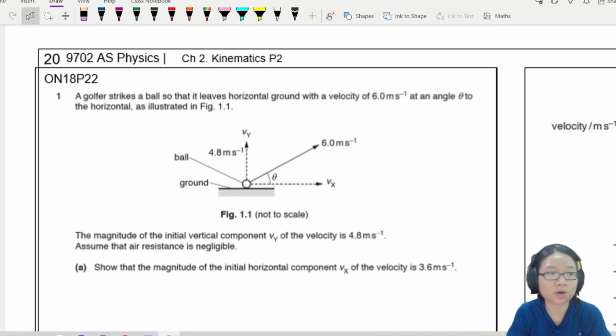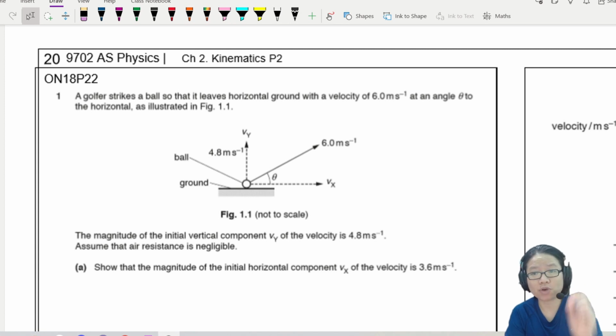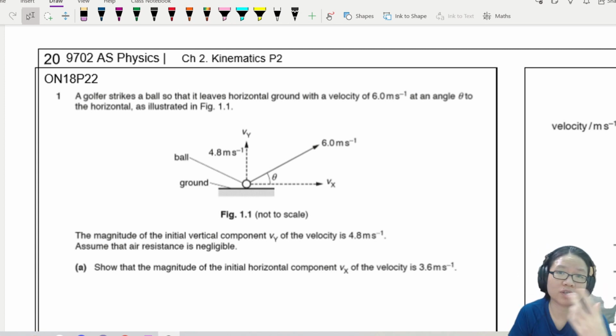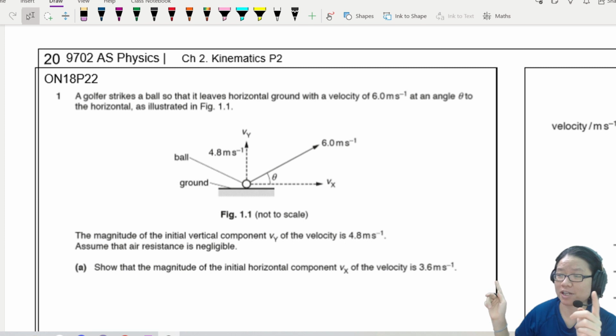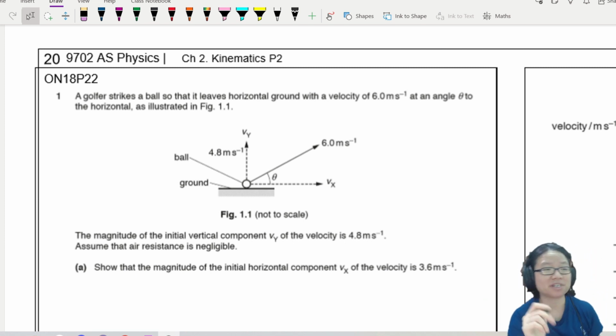In this video, we are going to look at an example of projectile motion and graph the velocity time graph, and also look at the energy changes along the projectile path. All right, so let's read the question first.